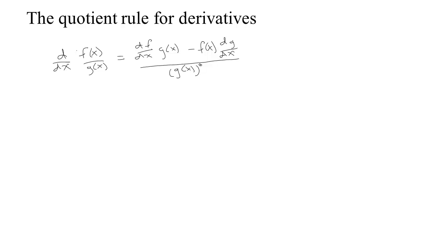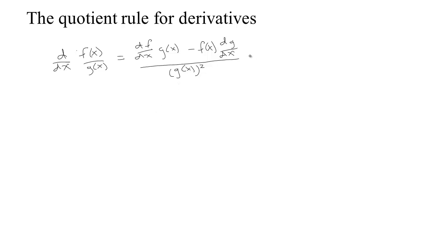The quotient rule says that if you want to take the derivative with respect to x of the quotient of two functions, and this bottom function is not equal to 0 at the point of interest, then what you can do is take the derivative of the top times the bottom minus the top times the derivative of the bottom, all over the bottom squared. You should memorize this rule because it comes in handy sometimes.